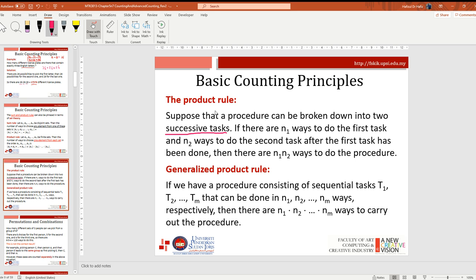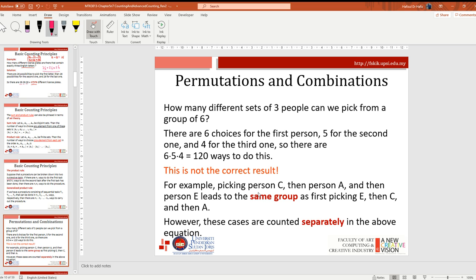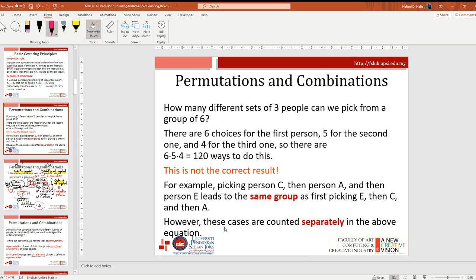For the product rule, if you break down into successive tasks, if there are n1 ways to do the first task and n2 ways to do the second task after the first task has been done, then there are n1 multiplied by n2 ways to do the procedure, like the license plate. For example, picking person C, then person A, then person E leads to the same group as first picking E, then C, then A. However, these cases are counted separately in the above equation. So we introduce the permutation and combination.